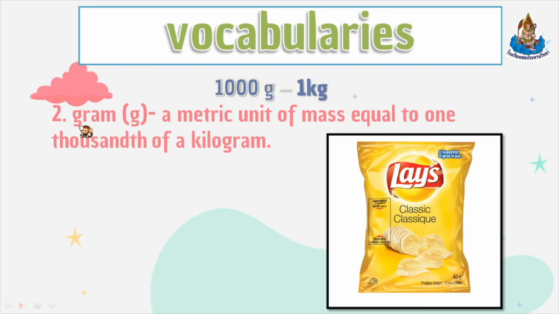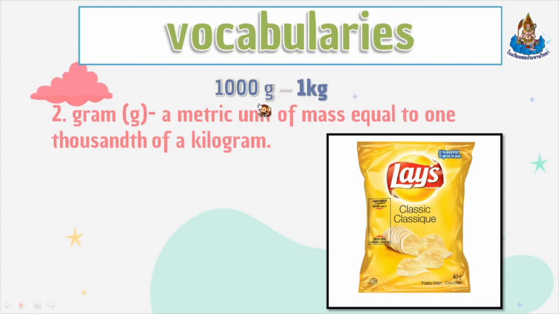Gram. Let's all read. Oh, but before that, the abbreviation for gram is g, or the shortcut way is g. A metric unit of mass equal to 1,000th of a kilogram. 1,000 grams is equal to 1 kilogram, or 1 kilogram is equal to 1,000 grams.